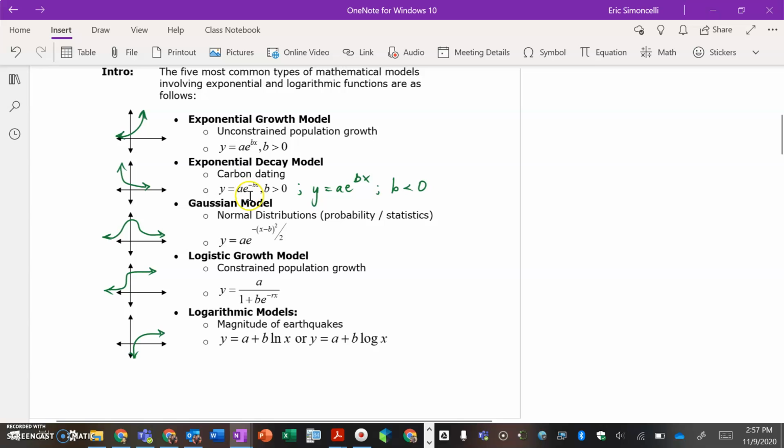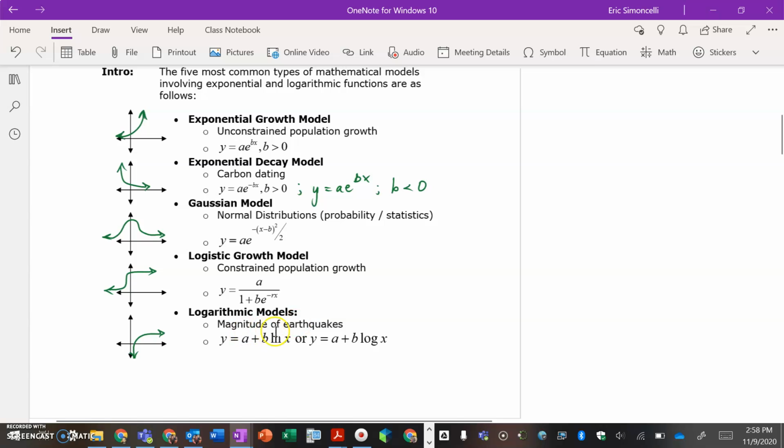We can start it with a negative in front of the exponent, or we can not have the negative but call b negative when you actually do your assessment. Gaussian models, the normal distribution, we use this in probability and statistics. Here's the equation. You don't have to memorize this. Logistic growth, constrained population growth, is an example. Here's your equation. You don't have to memorize that either.